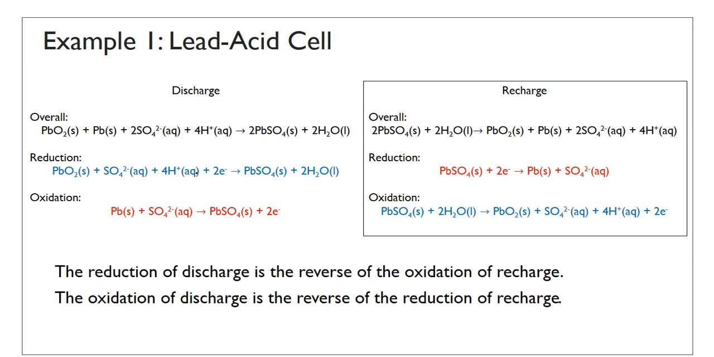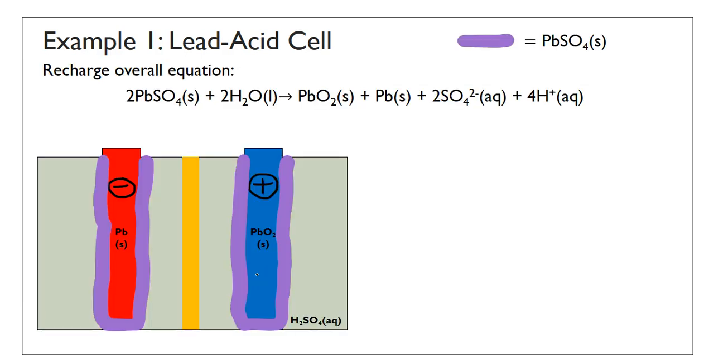I feel like I wasn't speaking English just then. So this is the summary. I'll have a table later, I think. The reduction of discharge is the reverse of the oxidation of recharge, and the oxidation of discharge is the reverse of the reduction of recharge. It sounds a little bit complicated, but if you think about it, it's quite easy to understand, I think. So let's go back to here.